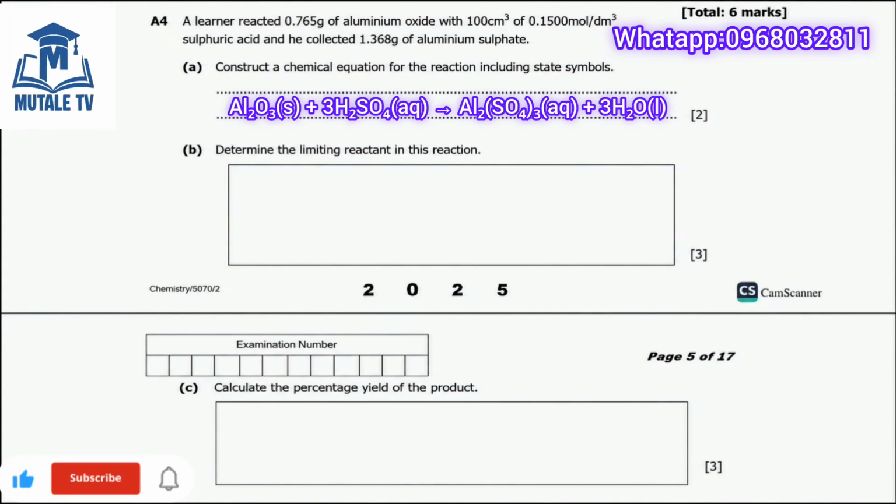Yes, there are 15 on both sides. So therefore, the balanced equation is aluminium oxide plus 3 sulfuric acid will give us aluminium sulfate plus 3 water. Alright, so that's how you write it. That's how you construct the chemical equation.